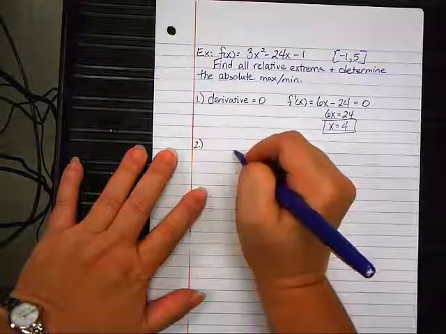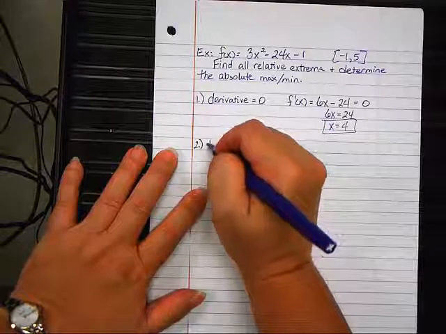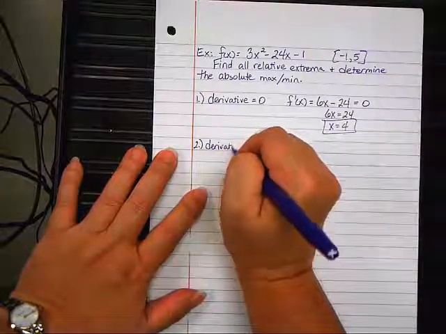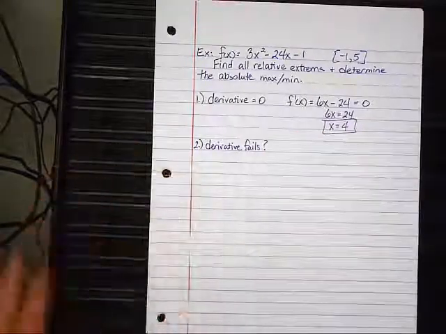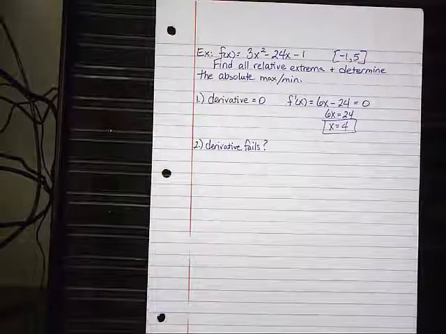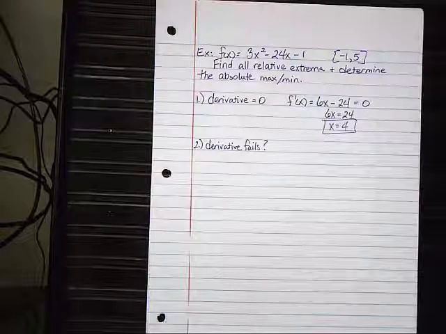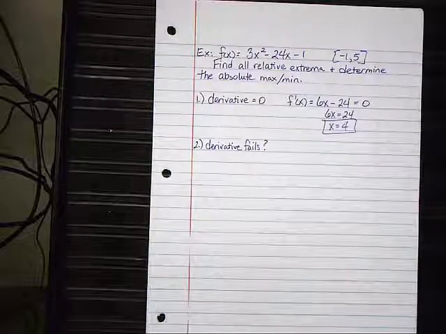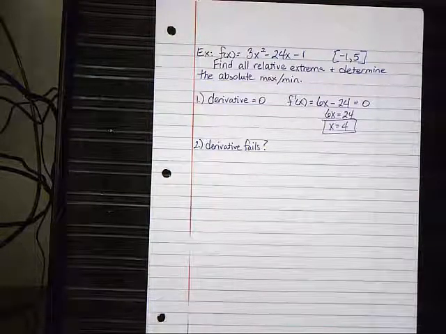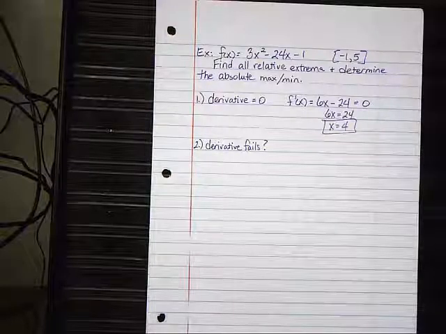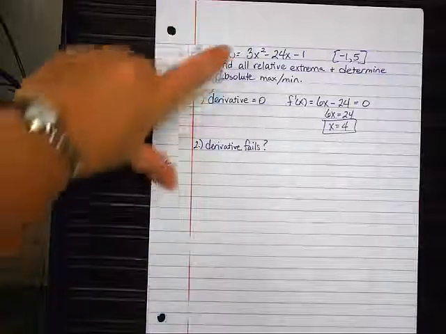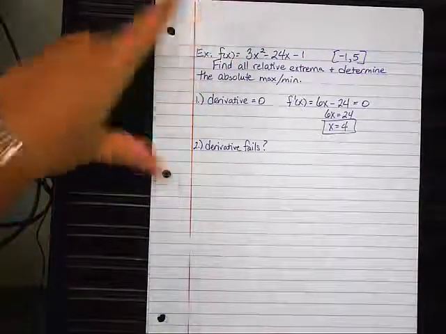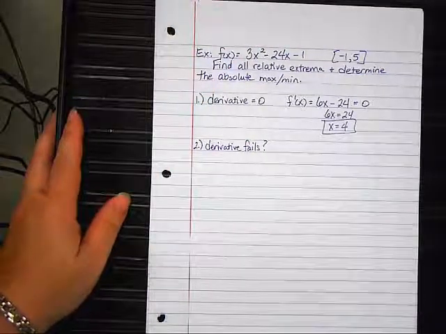Step 2. After derivative equals 0, we're going to talk about derivative failing. Question mark. Now the reason it's question mark is because 98% of the time it's not going to. But you have to check and see. Derivative fails is a cusp, a hole, an asymptote, vertical tangent, something like that. Now, look at this graph. Sharp corner? Yes.